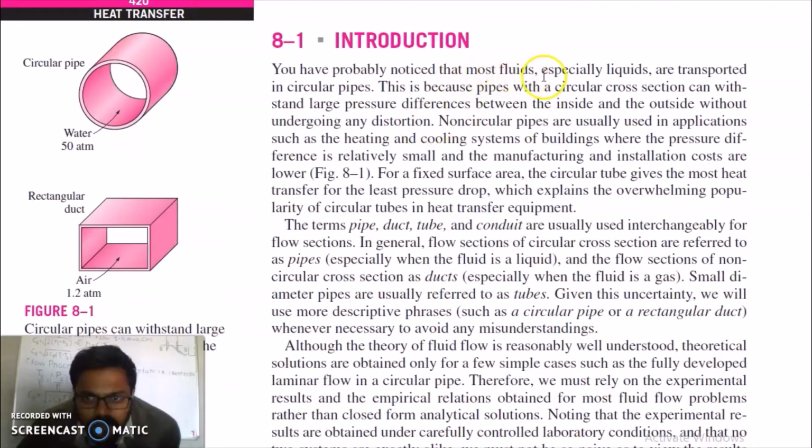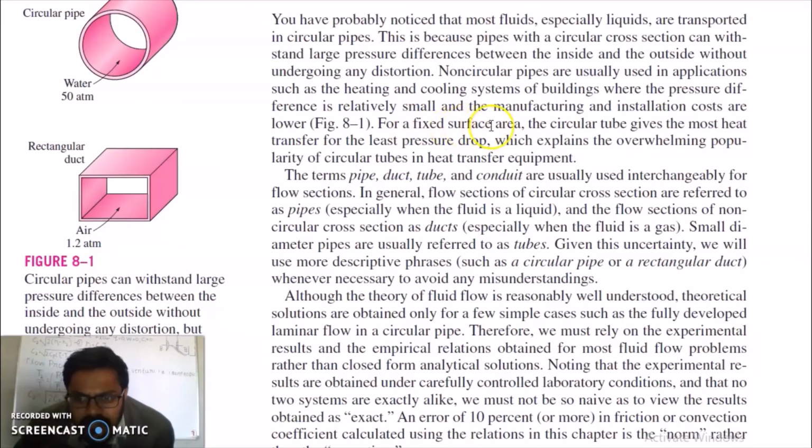So you have noticed fluids, especially liquids, are transported in circular pipes. This is because pipes can withstand a large pressure difference between inside and outside. Non-circular pipes are usually used in applications such as heating and cooling systems of buildings, where the pressure difference is relatively small and manufacturing and installation costs are lower. For a fixed surface area, circular tubes give the most heat transfer for the least pressure drop.